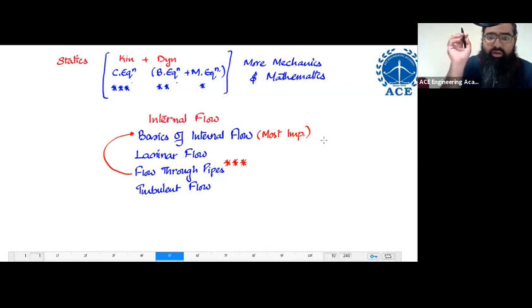Why extra important? Whenever civil people sit in interviews based on the water resource department and all those things, questions from flow through pipes are very frequent. If you are having state level examinations with water board departments and all, when you want jobs, flow through pipes questions are guaranteed in examinations as well as in interviews. Let us now move further.